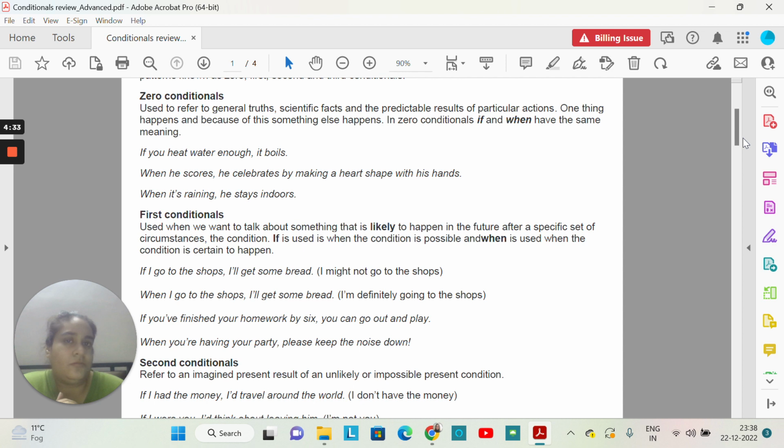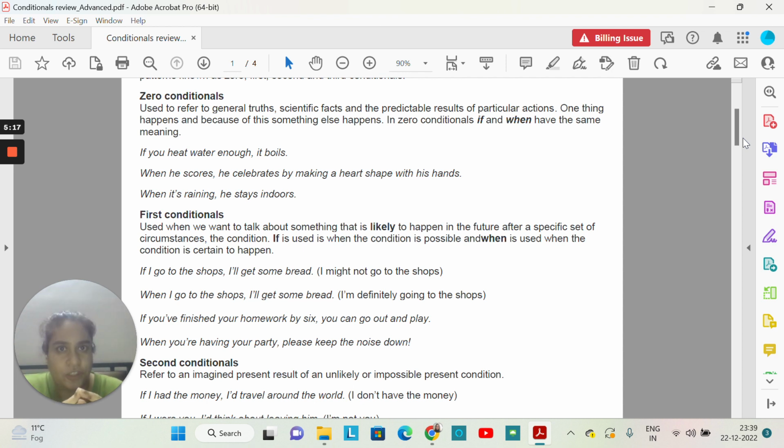When he scores, what happens? He celebrates by making a heart shape with his hands. Something like this. I'm really bad at that. Right. So when he scores, that is your first part of the sentence. Now what happens? He celebrates by making a heart shape with his hands. That is the outcome of the person scoring. Again, if you look at it, both parts are in simple present tense. Next one. When it's raining, he stays indoors. Fine. This is how you'll frame your sentences.